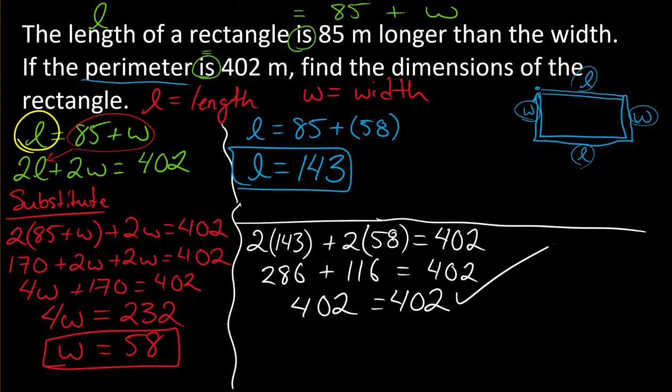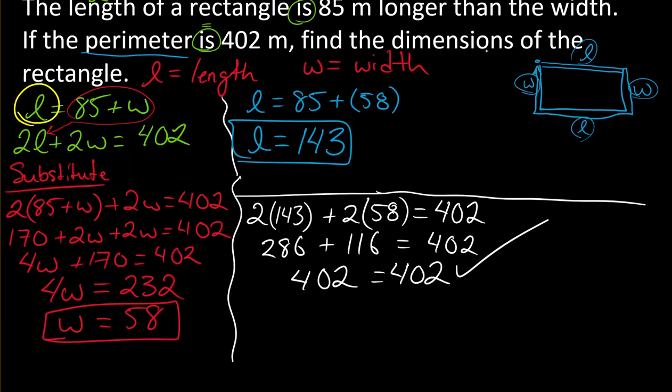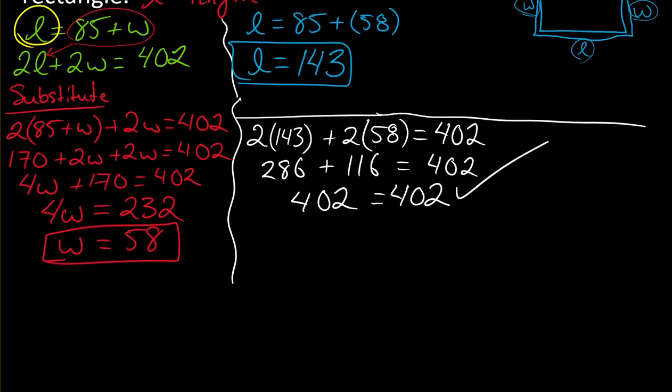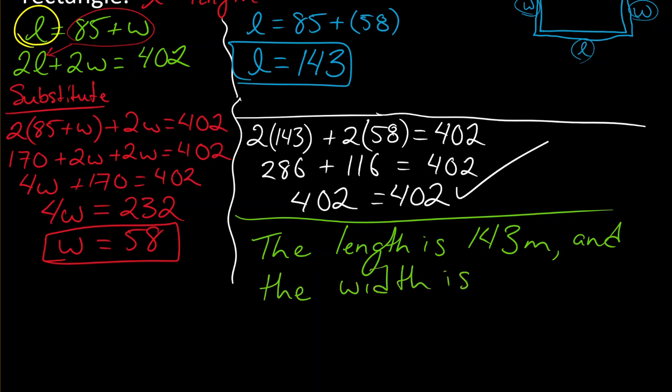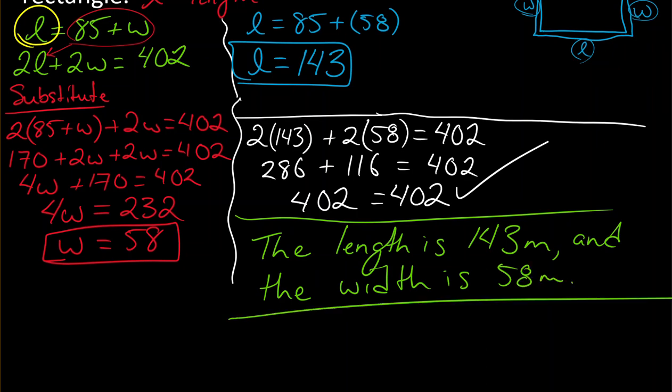And now the last thing we're going to do is actually answer the question. It says find the dimensions of the rectangle. So, okay, we will say the length is 143 meters and the width is 58 meters. Perfect.